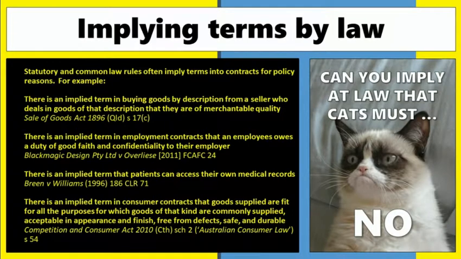Similarly, in consumer contracts, there's a bunch of implied terms in the Australian Consumer Law that essentially says that a person supplying goods to a consumer must ensure that they are acceptable in finish, they have to look sufficiently sound, they have to be free from defects, safe and durable.